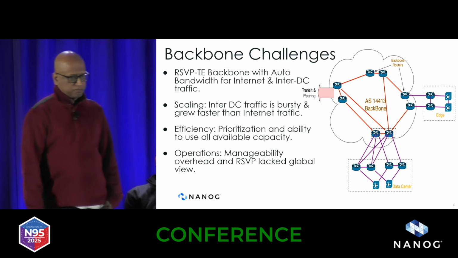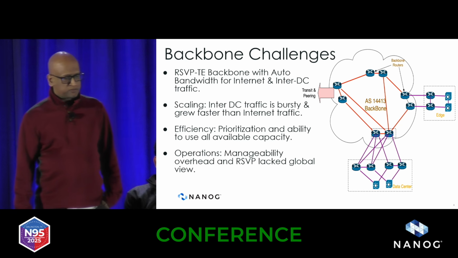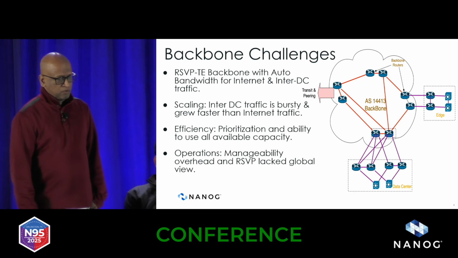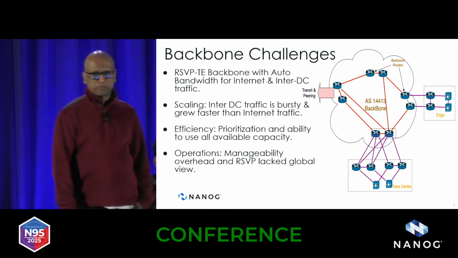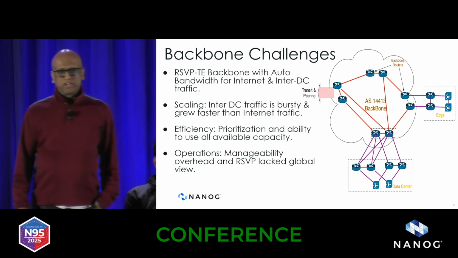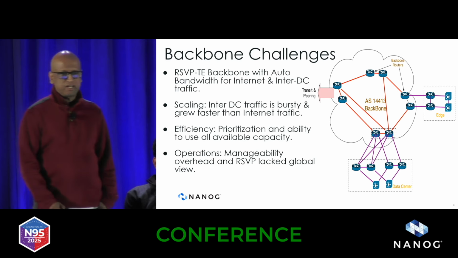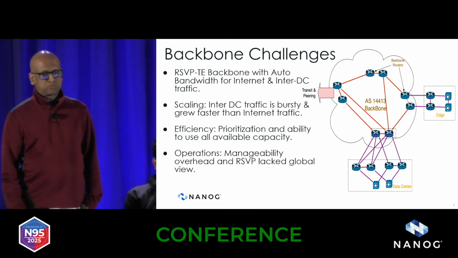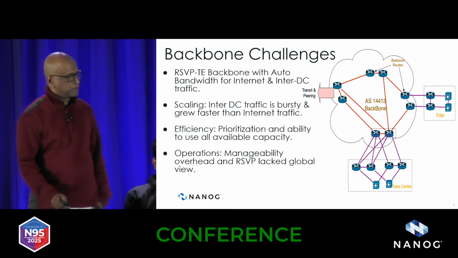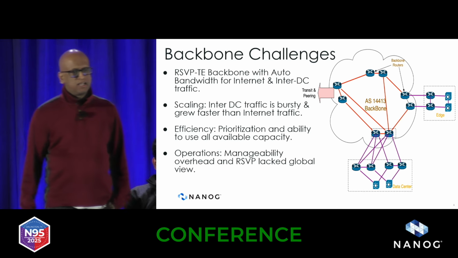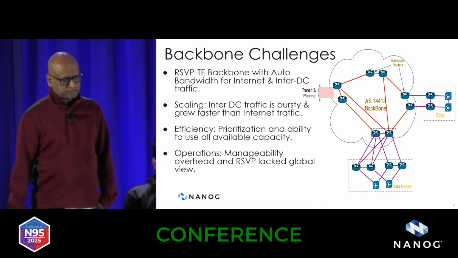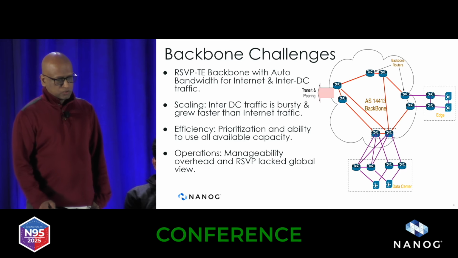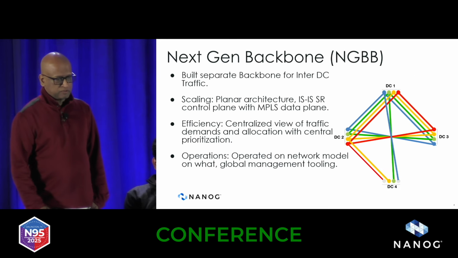From an operations standpoint, there was manageability overhead, and RSVP lacks a global view. RSVP is a distributed protocol. Depending on traffic bursts, each head-end computes its path independently, and there's a probability that both traffic flows end up on the same link, causing congestion. So we had to re-look at the backbone.